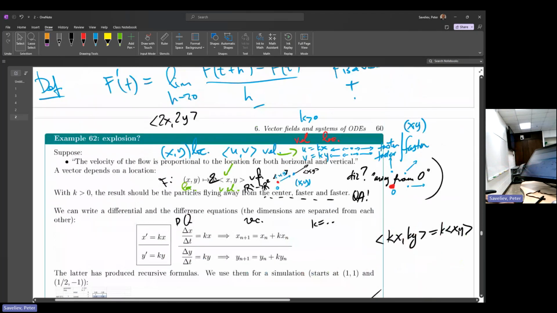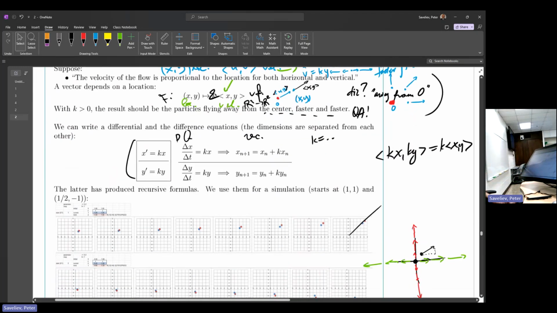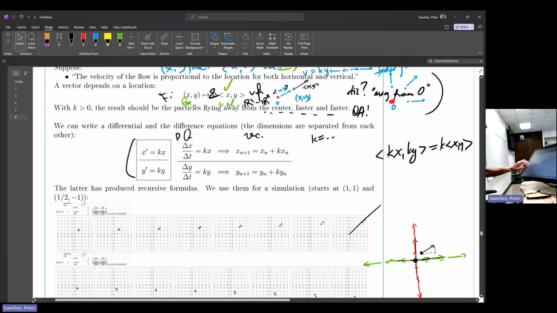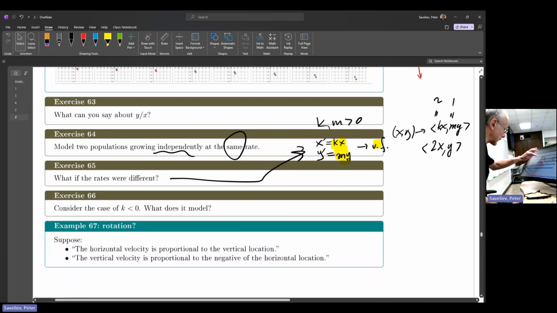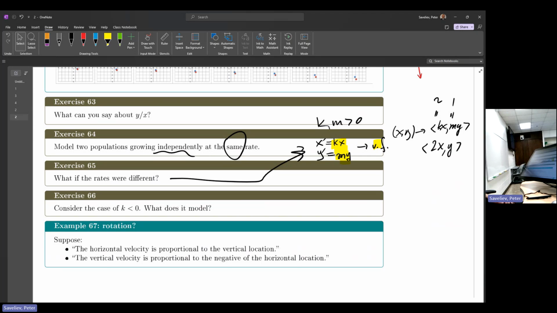This is population growth, right? So look at our equations. This is the one we started with. But what if the rates are different? Then we end up with a more complex behavior, so we'll model it a little bit later. Okay, so the horizontal velocity is proportional to the vertical location.